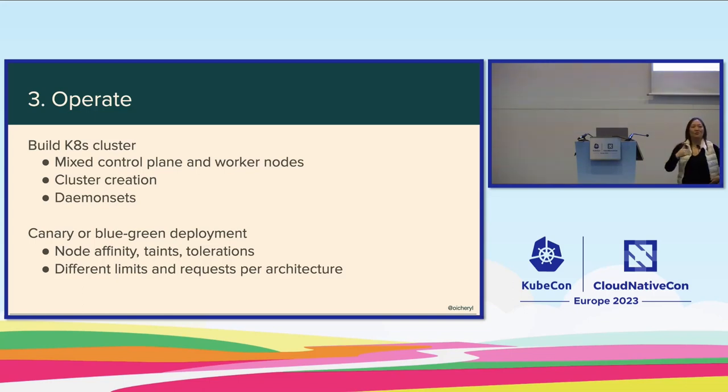And then as you slowly migrate over, you will check your limits, because each architecture will be able to handle different numbers of requests. So then you may have to adjust the limits that you're putting on each architecture.